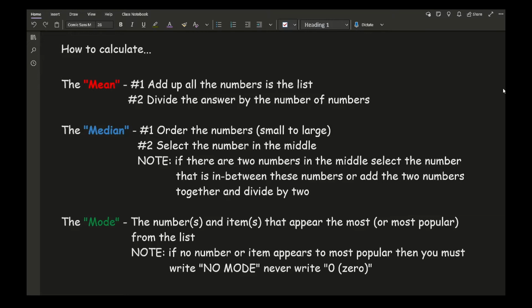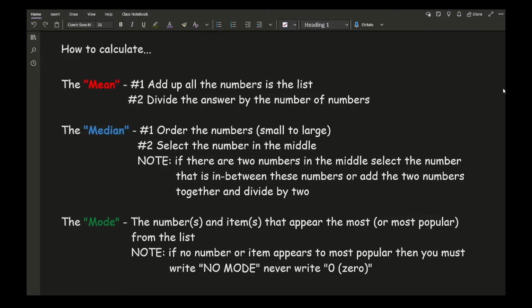Now the key thing to note is that if no number or item appears to be more popular than any of the others, then it's really important you state that there is no mode. Never write 0. The reason for not writing 0 is because 0 might be a number that's in your original list, or as 0 is a number, you don't want to give the impression that 0 is the most unpopular number when all you're really trying to say is that there is no number that appears the most.